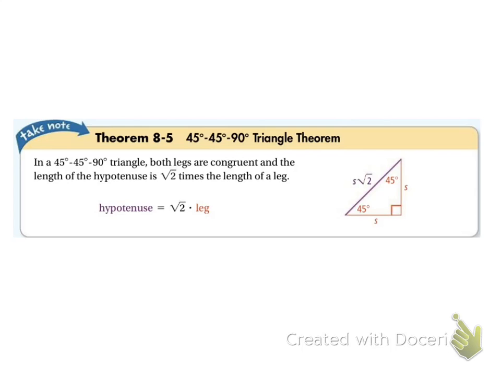So to figure out the hypotenuse, you take however long the leg is, right, one of these guys, and you just multiply by the square root of 2, or just put a square root of 2 after it.